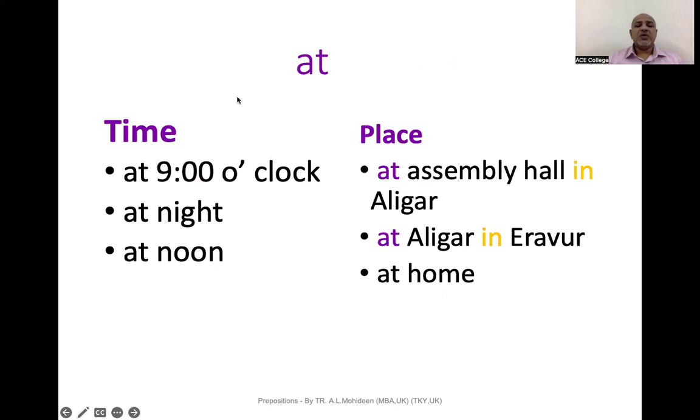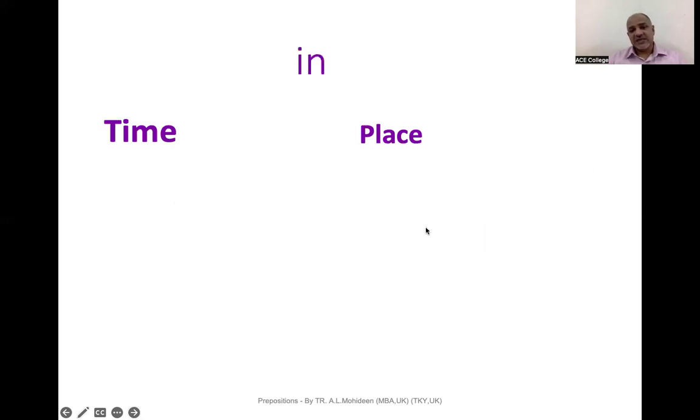Okay, you are using at for time and place. At 9 o'clock, at night, at noon. For place, you're using at assembly hall in Aligarh. Aligarh is a school. So in the school, you're having an assembly hall. So at assembly hall in Aligarh. At Aligarh in Araur. Aligarh is in Araur. So you have to put at Aligarh in Araur. At home. So this is the information you have to remember, how to use at in a sentence.